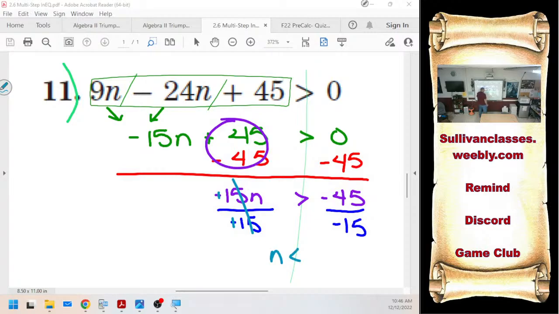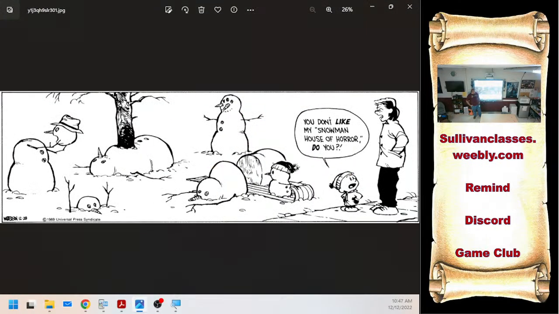What is 45 divided by 15? And negative over negative is positive. Be careful. Look what I did. I divided by a negative, so I had to flip that inequality.